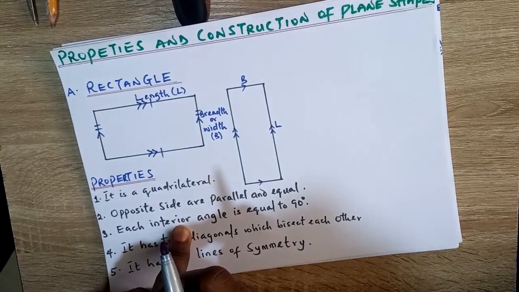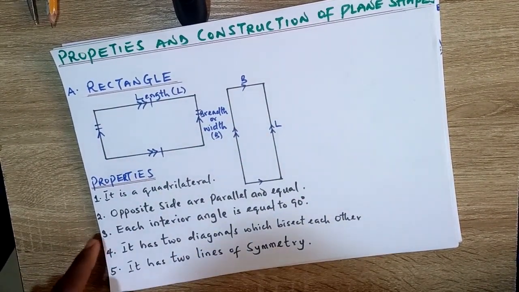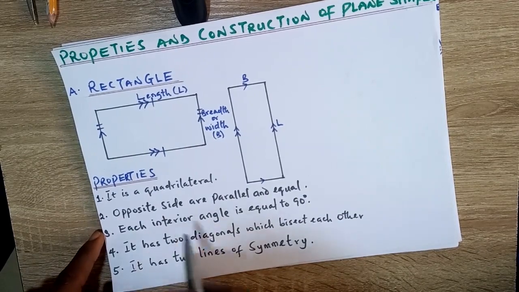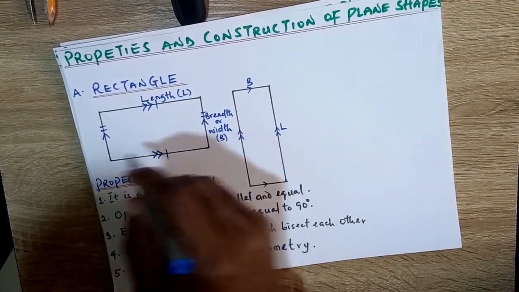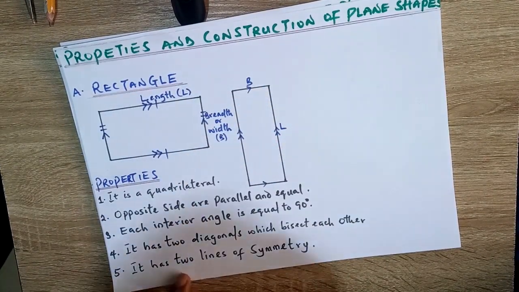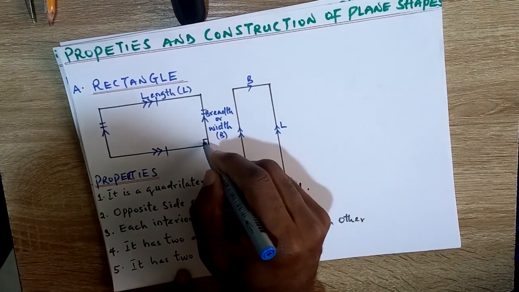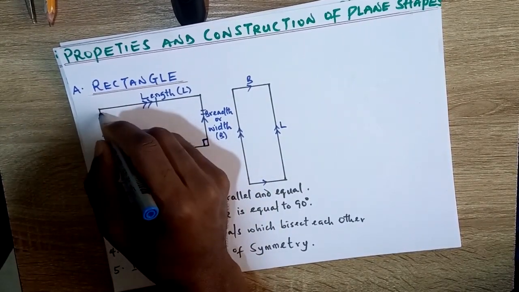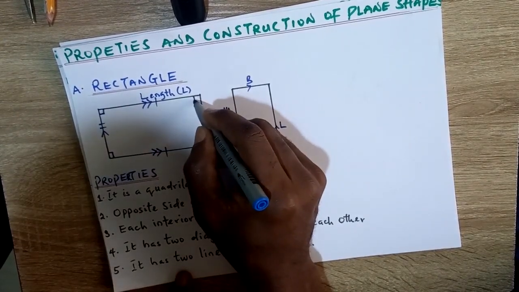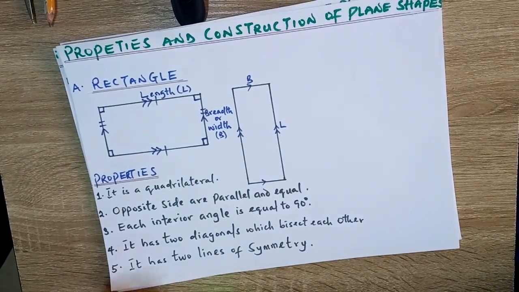Now the third one says each interior angle is equal to 90 degrees. The angles in a rectangle, that is, the point where two sides meet, the angle between them is always 90 degrees. Okay, that's the third property.